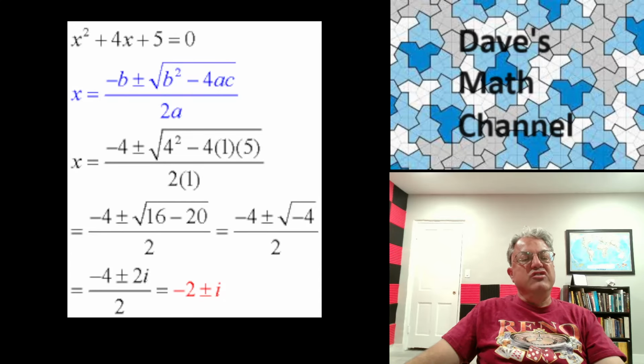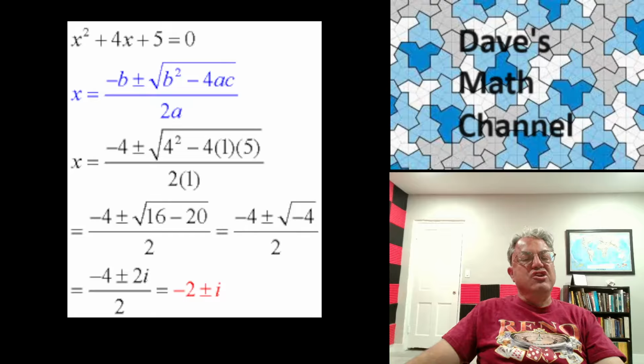But we know that the square root of minus 4 we can write using i. We can factor out an i to get rid of the minus sign inside the square root. So it's going to be i times the square root of 4, or 2i. So your two roots are going to be negative 4 plus or minus 2i over 2, or minus 2 plus or minus i.